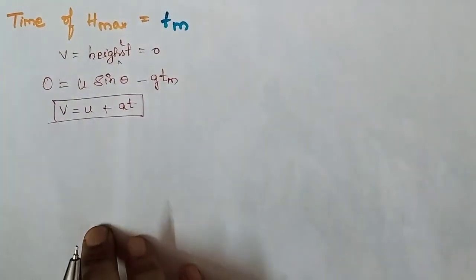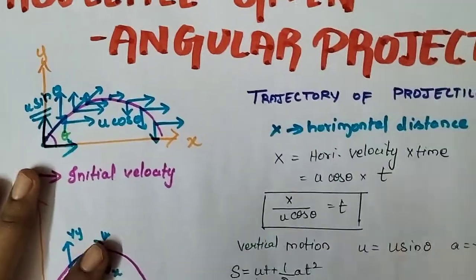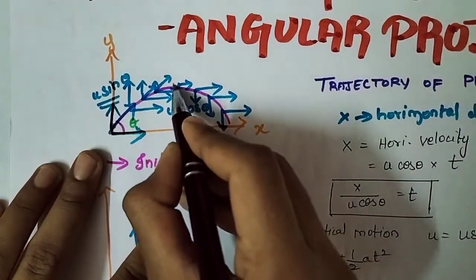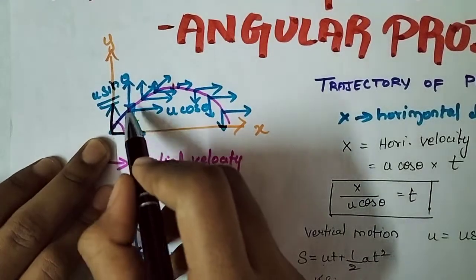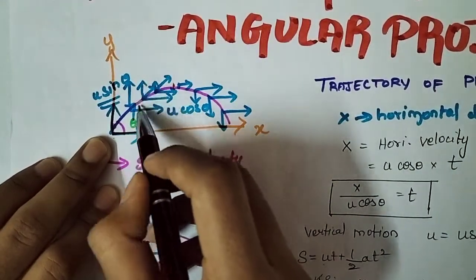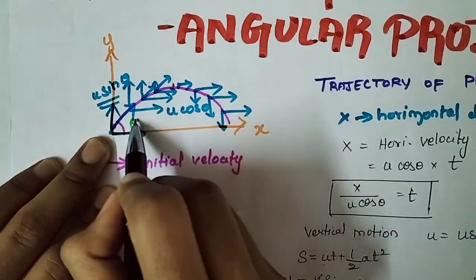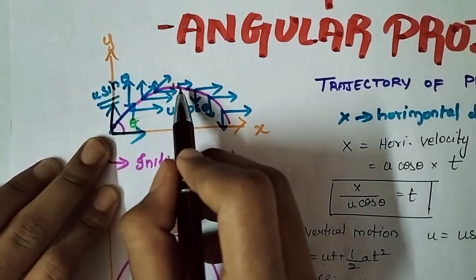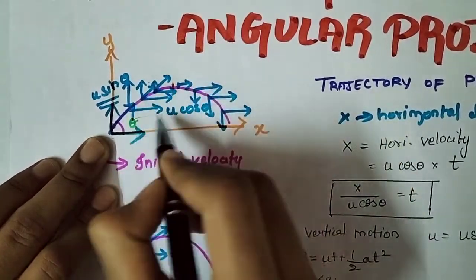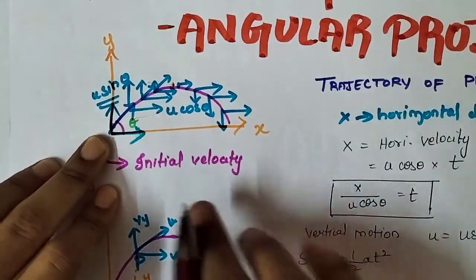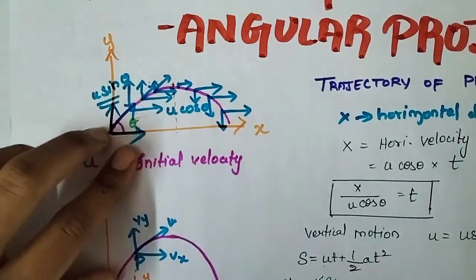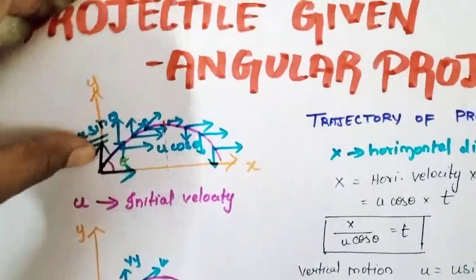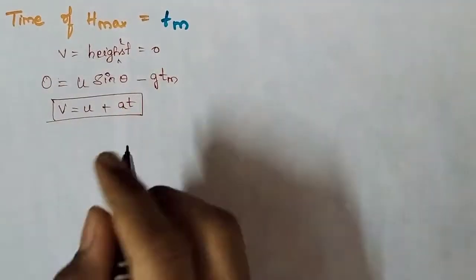If you see the projectile I explained in the previous video, the maximum height is here. As it goes higher, the vertical component of the velocity decreases, but the u cos theta remains the same. Clear? So u sin theta decreases and at the highest point it attains the value 0. That's the maximum height, so we are calculating the time taken to reach this height. Okay, now let's continue.